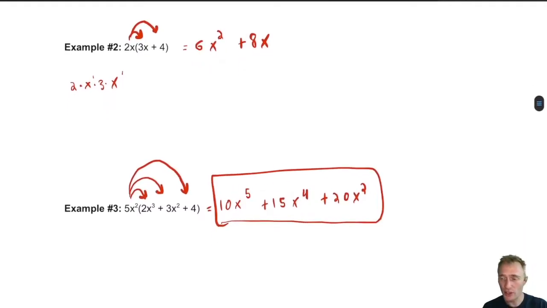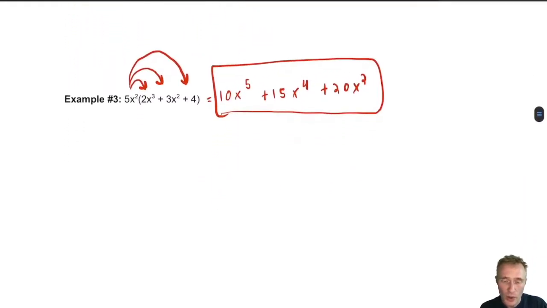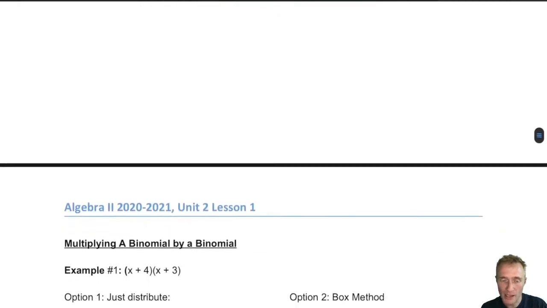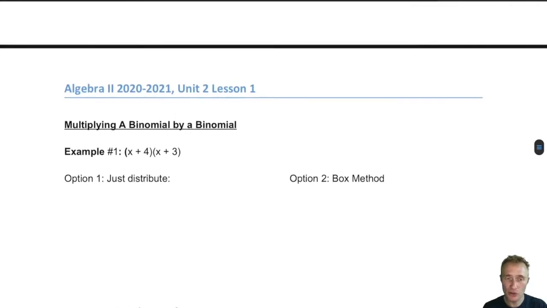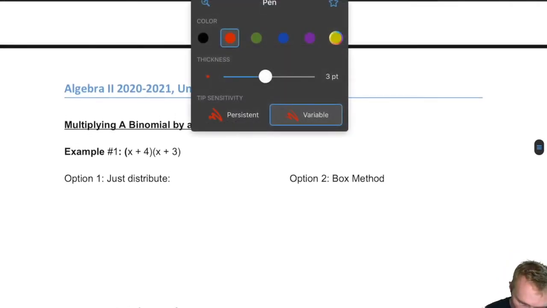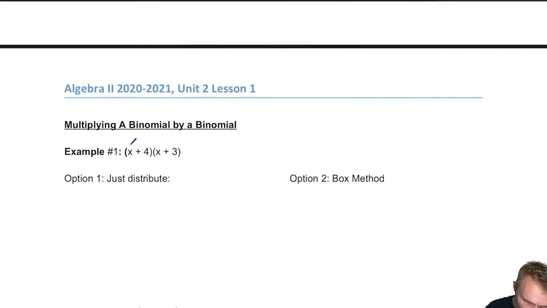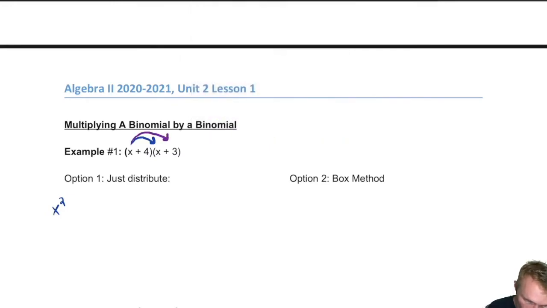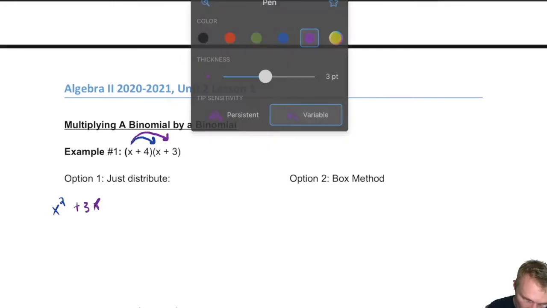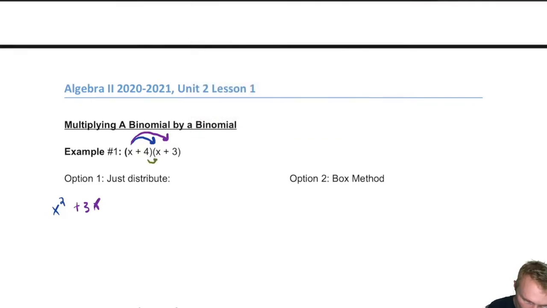Where this gets a little trickier is, say we have, we'll do first, a binomial times a binomial. There's going to be two options here as to how to do this. Option 1, and this works for the easier ones, just distribute. X times x is x squared. X times 3 plus 3x. And if these are all in correct polynomial form, it'll work out nicely. X times 4 plus 4x. 4 times 3 plus 12.